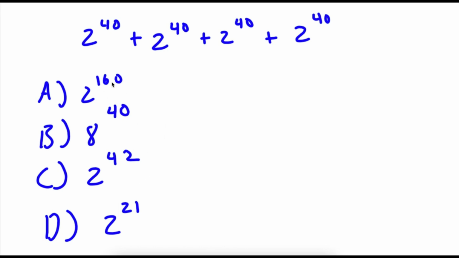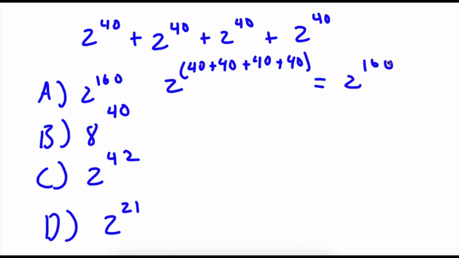Now, how people get A first off is what they do is they keep the base the same and they simply add the exponents. So they do 2 to the power of 40 plus 40 plus 40 plus 40. This is equal to 40 plus 40 is 80, 80 plus 40 is 120, and 120 plus 40 is 160. So they get 2 to the power of 160. And this method is actually wrong. You cannot add exponents like that.